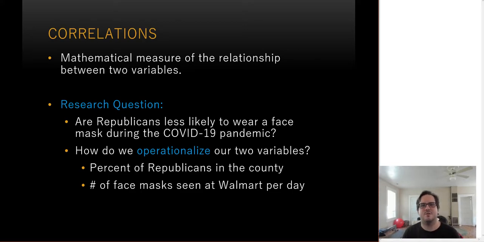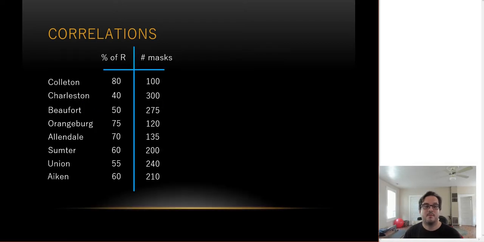Okay, well, let's say that we do that. We're collecting data in that way. So let's say we go into the county records and we look at how people are registered for each election. So we can get the percentage of Republicans within a particular county versus the number of Democrats versus the number of independents, et cetera. Then we can actually go to a bunch of Walmarts, maybe the most popular Walmart in each county, and start counting up the number of face masks we see.